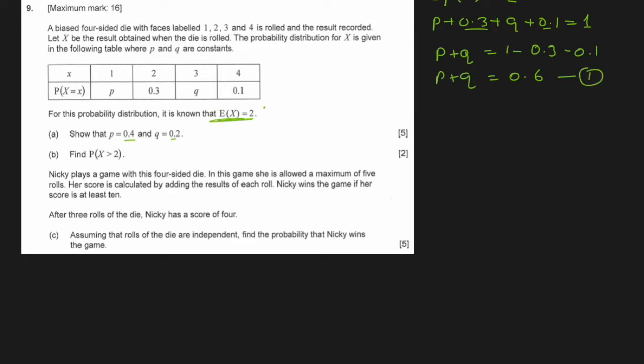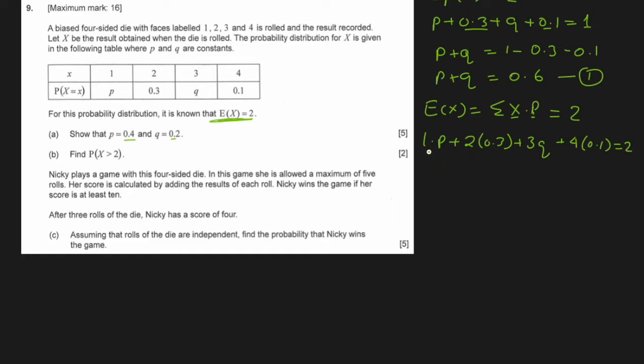Now, we'll use the fact that the expected value is 2. The expected value of x is the sum of each x multiplied by its probability. So each x multiplied with its own probability is equal to 2. That's what they're trying to say. So x is 1 and its probability is p. So 1 times p plus 2 times its probability, 0.3, plus 3 times q plus 4 times 0.1 is 2.